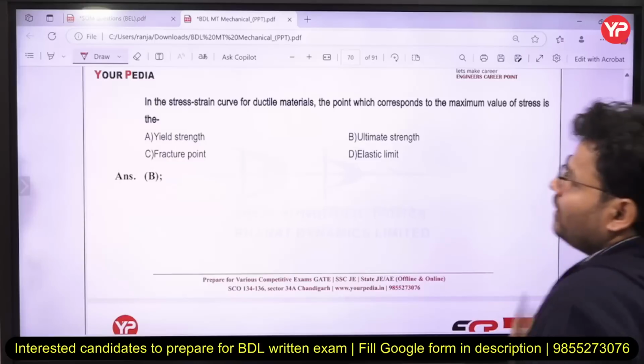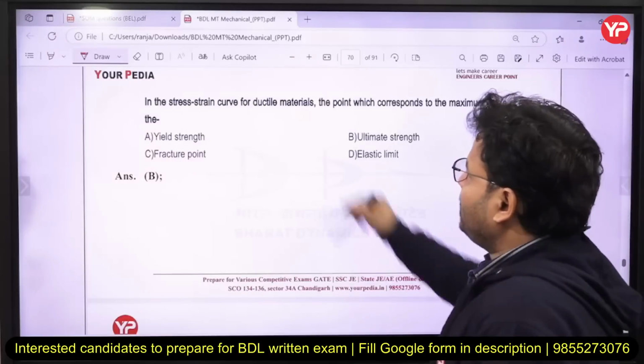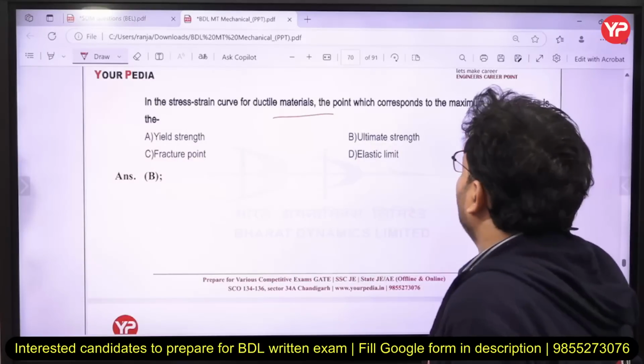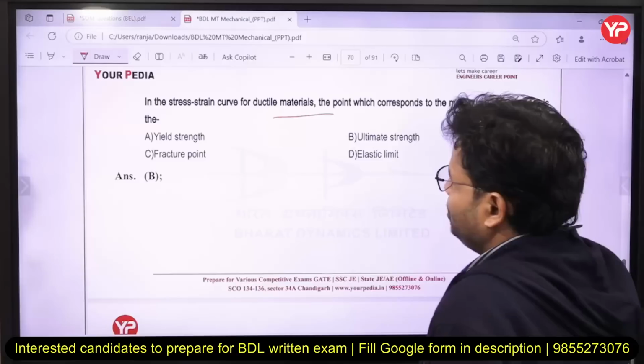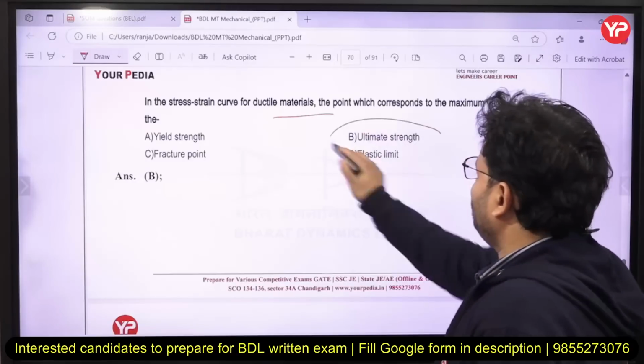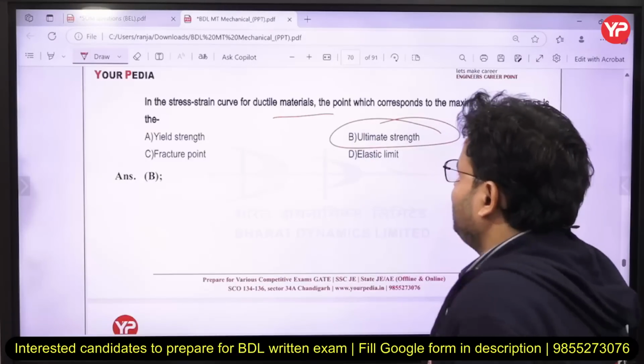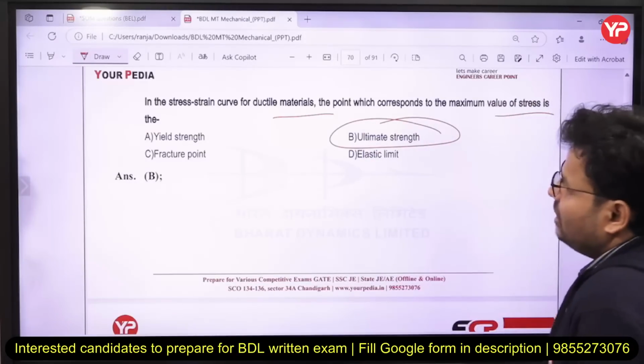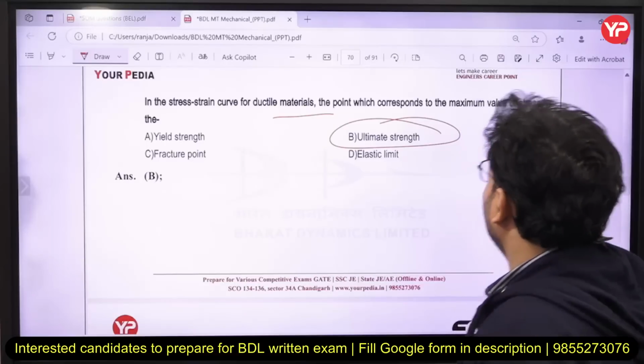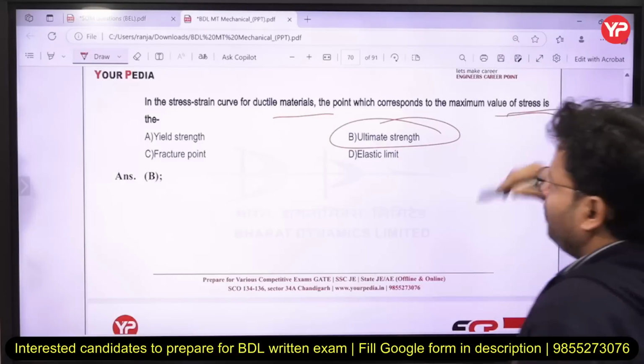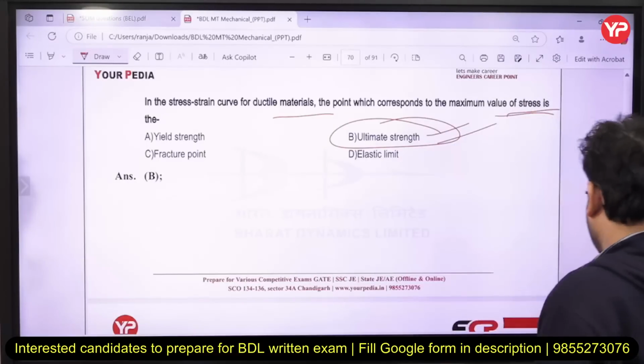Next question. In the stress strain curve for a ductile material, the point which corresponds to the maximum value of stress is known as what, my friends? Ultimate strength. Ultimate strength is the right answer.